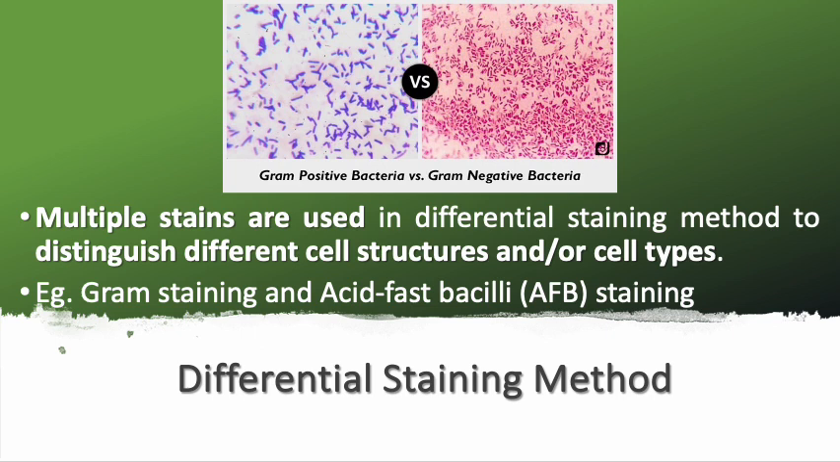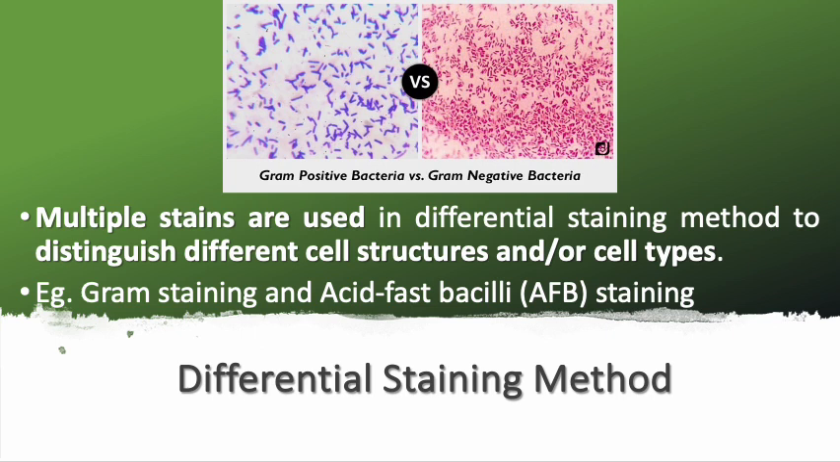Now, in contrast with simple stain, the differential staining method uses multiple stains. Usually, it uses two stains to differentiate groups of bacteria or separate groups. So again, it is used to distinguish different cell structures and cell types. And then it is directed towards coloring the components of the cell, so not the size and morphology of the cell.